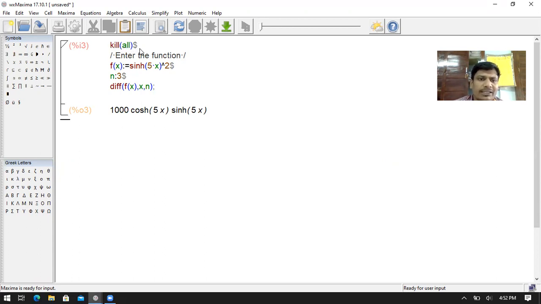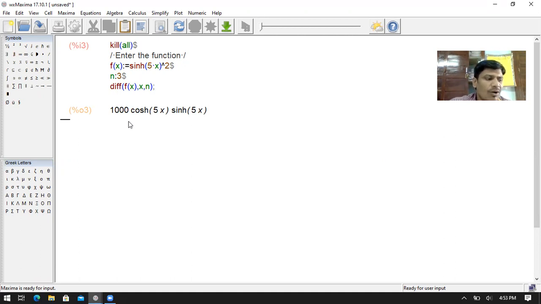See here, first we take the header file, after that we enter the function, the given function. After that n equal to 3, then differentiate this function with x and n. Okay, this is a very easy example. I continue with the next one, I do it here only.